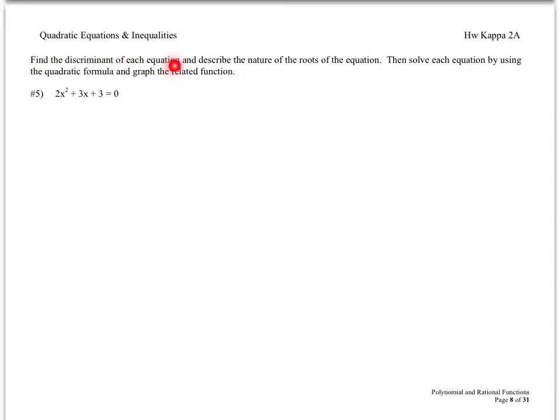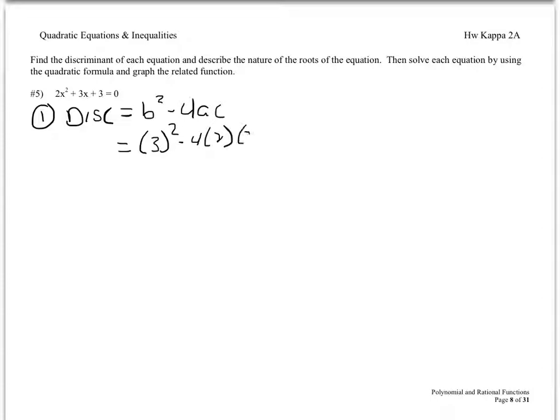Find the discriminant of each equation. Let's do that first. The discriminant is b squared minus 4ac. So in this case, that's 3 squared minus 4 times 2 times 3. Putting that in your calculator, you're going to get -15 as the discriminant.